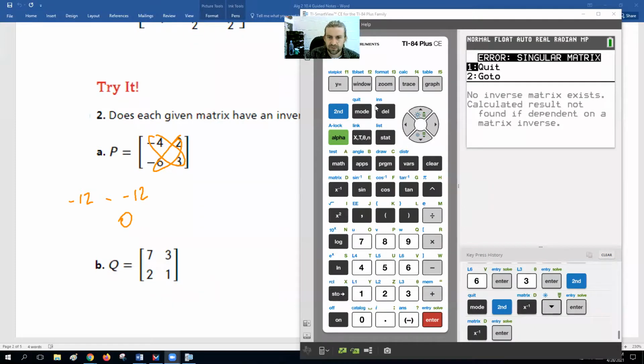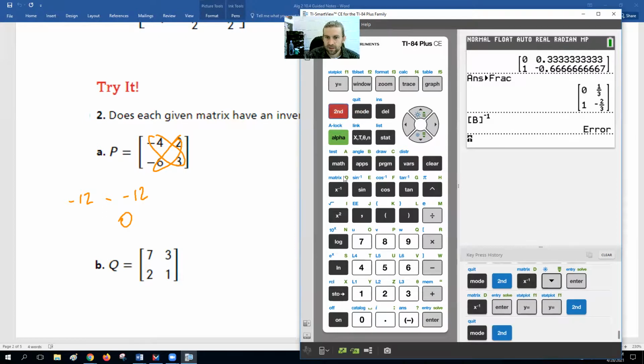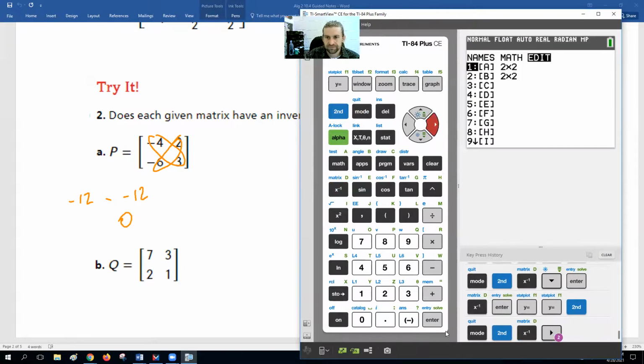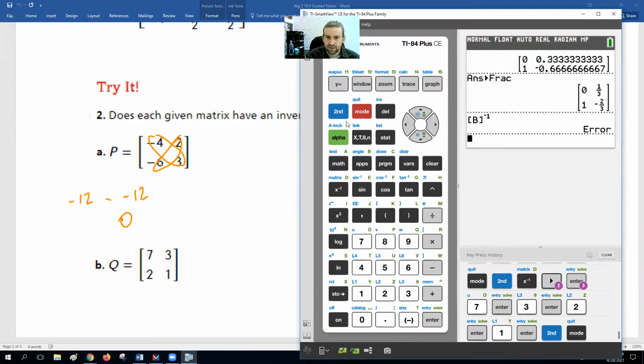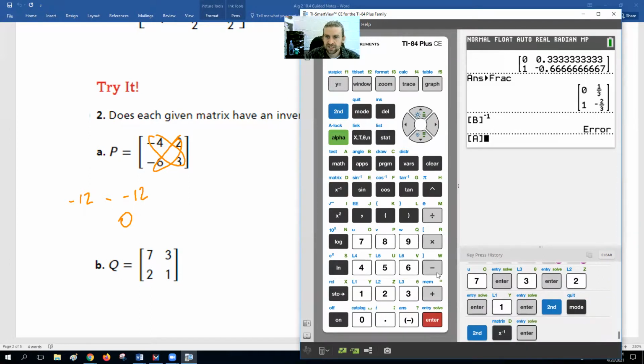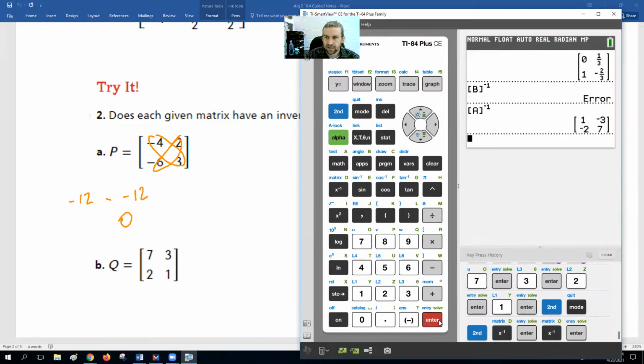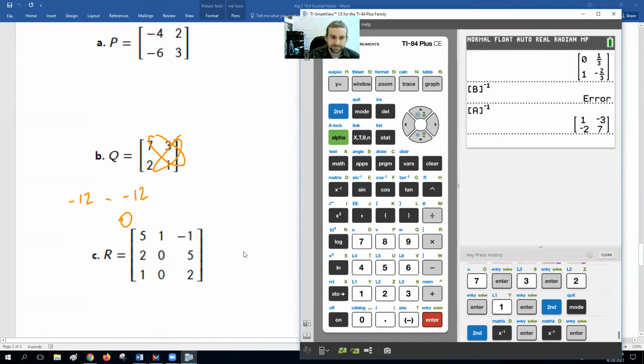All right, let's check out Q here. Let's find the inverse of that. Oh, wrong button here, second quit. Let's go to the matrix menu here. Let's edit matrix A. Let's make it 2 by 2. We got 7, 3, 2, 1. This one should have an inverse. So if we do second matrix, we call matrix A, and then we say do the inverse of it. Boom, there's the inverse. So it does all the work for us. That one's actually kind of nice. It's almost like flipped up what we got there, but 1, -3, -2, 7.